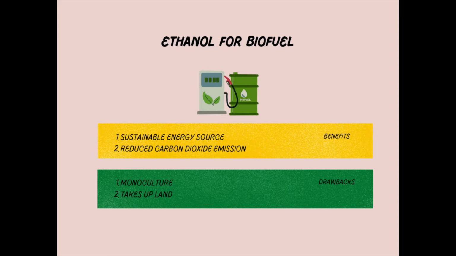Of course, this also comes with drawbacks. First one is monoculture. This is because we have to plant a lot of corn in a big area of land in order to maintain the supply chain, and that can also deplete the amount of nutrients found in the soil.